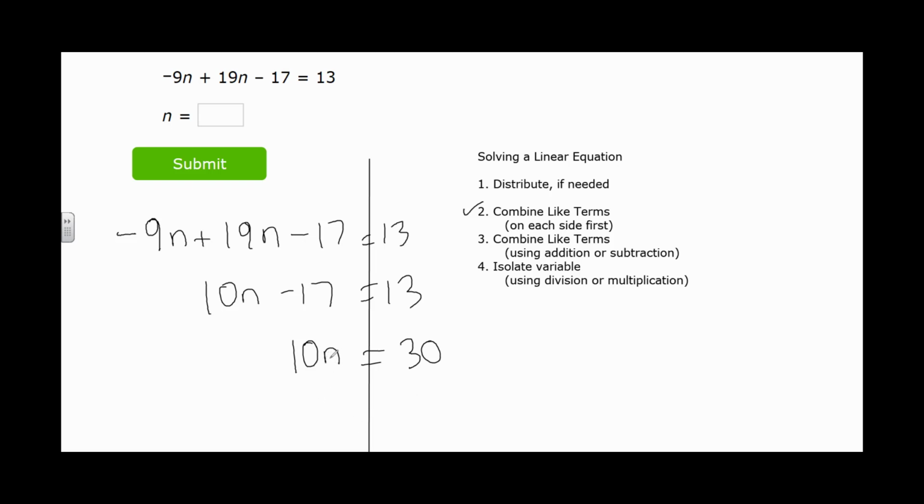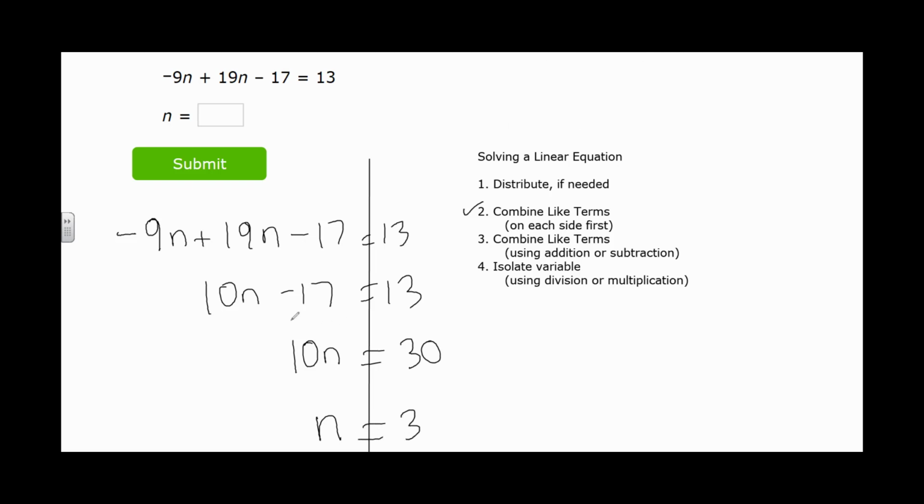And then you can also do mental math for the next step. So we're trying to isolate n. Every time you see a number next to a letter, it's going to mean multiplication. So the opposite of multiplying by 10 is to divide by 10, and then we get n equals 3.